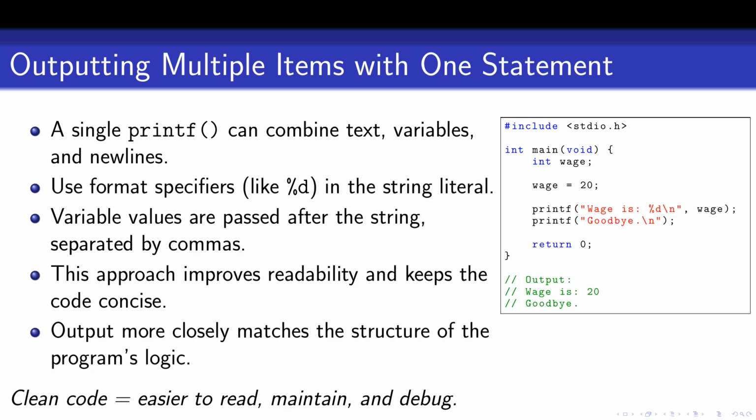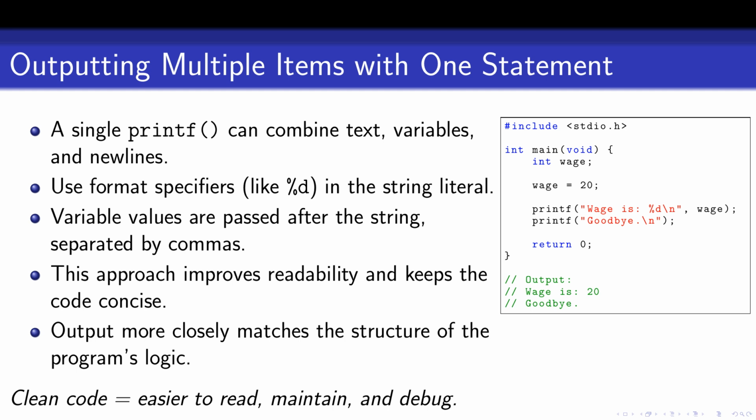You can also make your output more concise and readable by combining multiple items into a single printf statement. Instead of printing text and variables with separate calls to printf, you can include both in one line using format specifiers. For example, printf("wage is %d\n", wage) prints both the label and the value of wage in a single, clean output. This not only saves code, but also makes your output structure easier to understand.